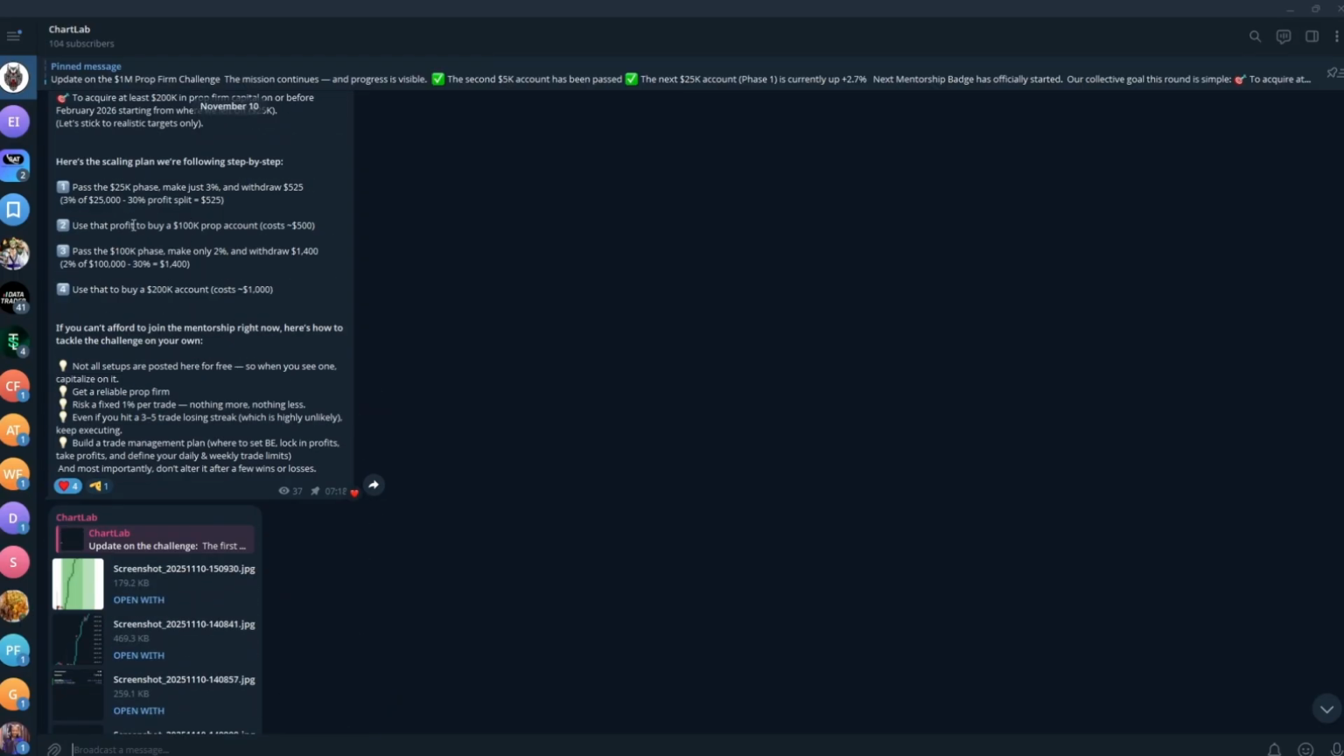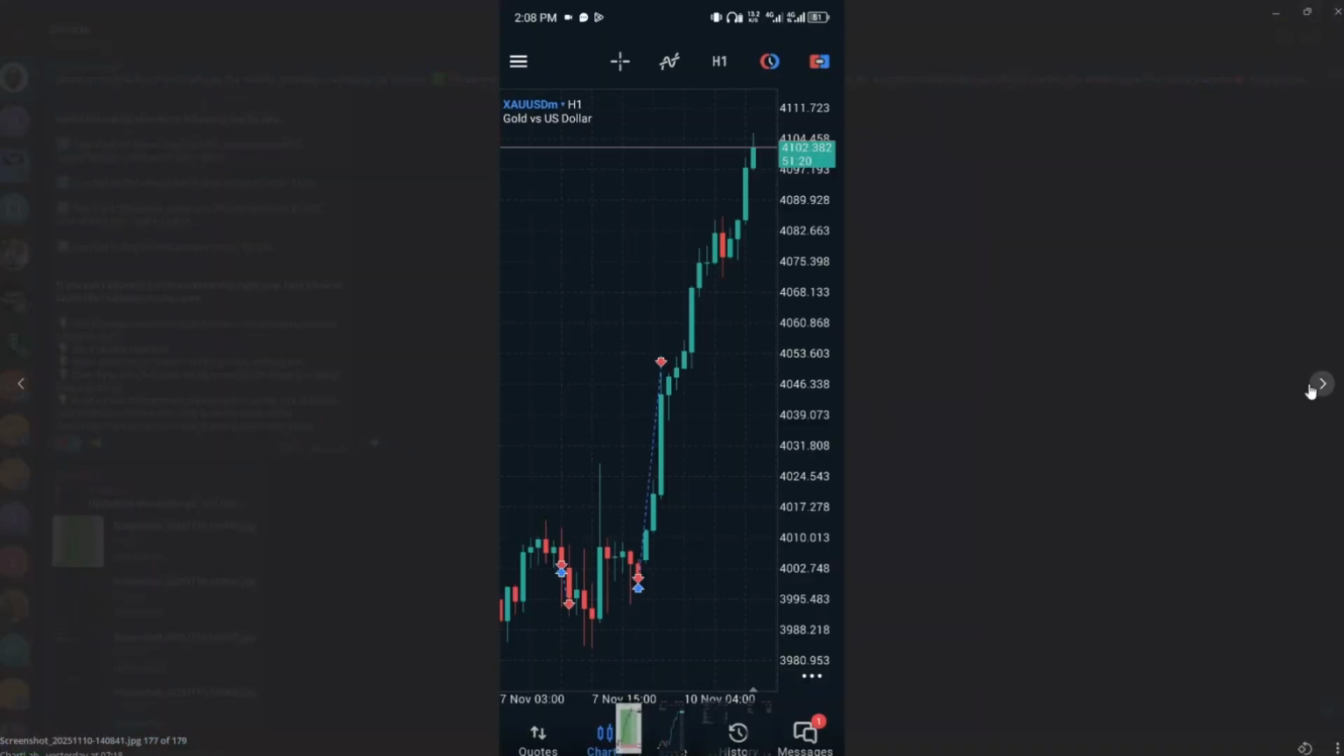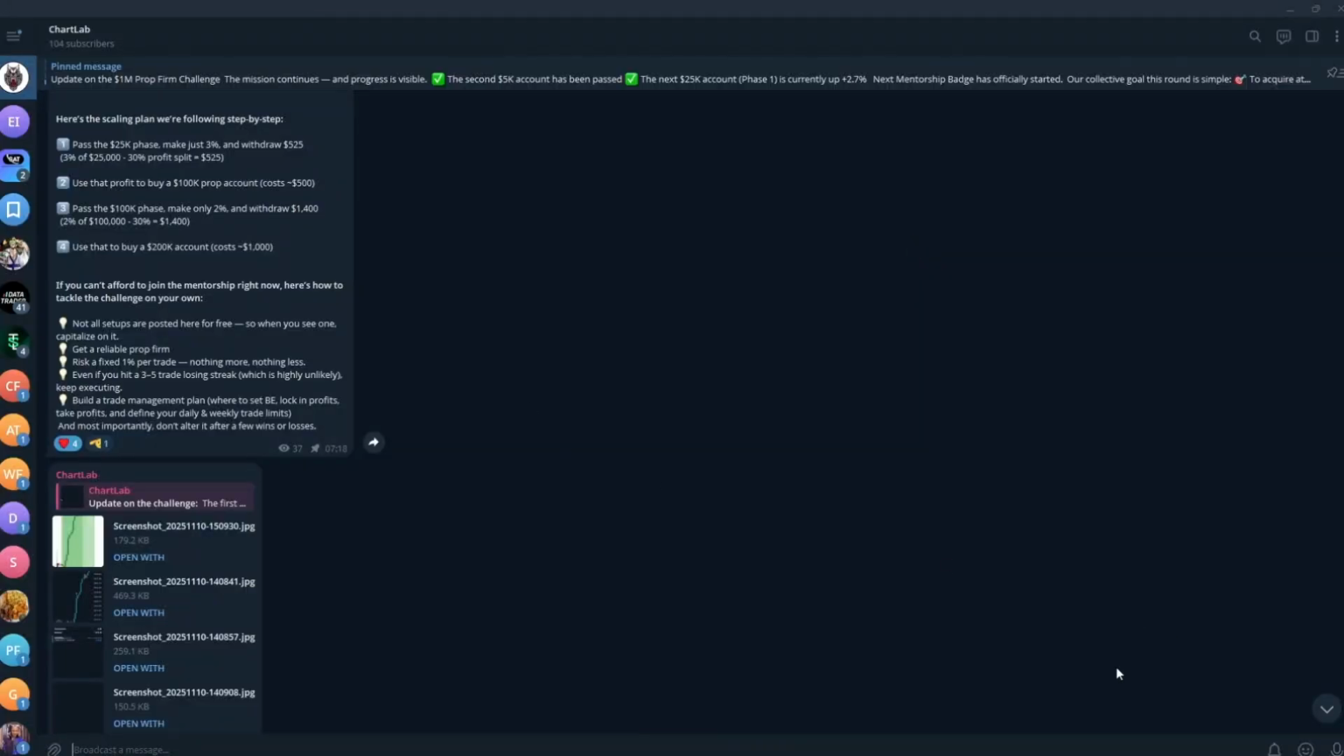And the goal we are looking to do is to pass the 25K and make just 3% and withdraw this amount. This is the math here. And we're going to use the profit to buy a 100K account, which will cost $500, then use it to pass it. At the end of the day, the goal of this next 3 months is to make 200K in profit funding, right? If you guys are interested, this is actually the proof of the next 25K we have, but this one is up only 2.7%.